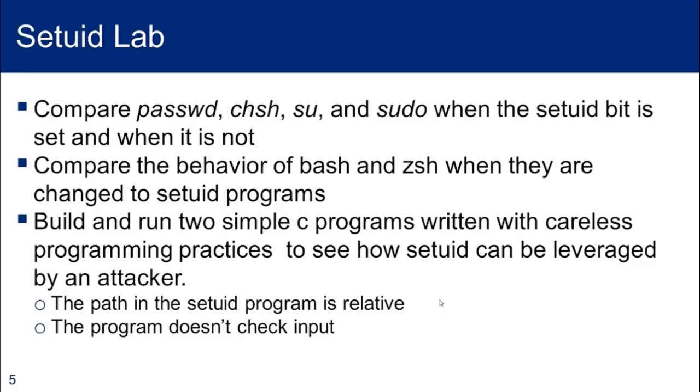The first 2 parts involve a comparison of a binary's behavior when the SetUID bit is set and when it is not. The last 2 parts require you to compile a C program, which I have provided. One program will investigate the vulnerabilities of relative directory paths when the SetUID bit is set. The other program will demonstrate that even a well-written program can be leveraged when running with temporary root privileges.